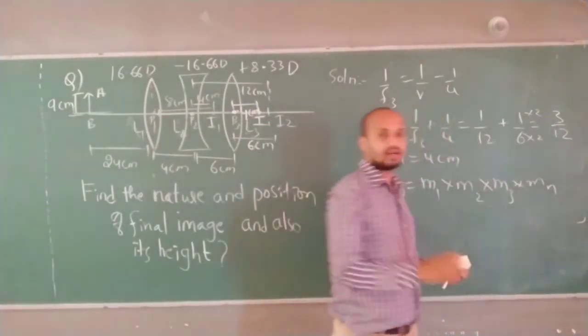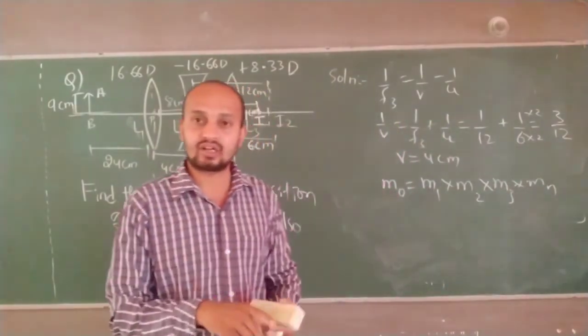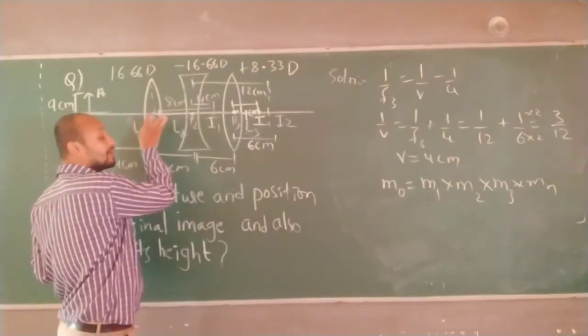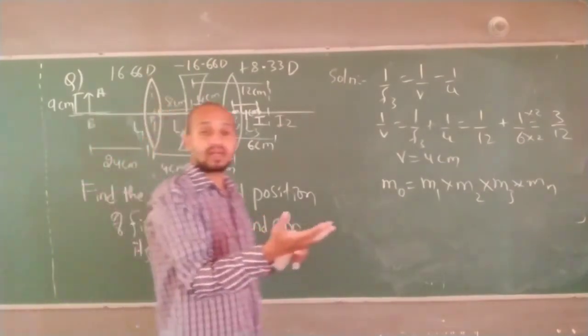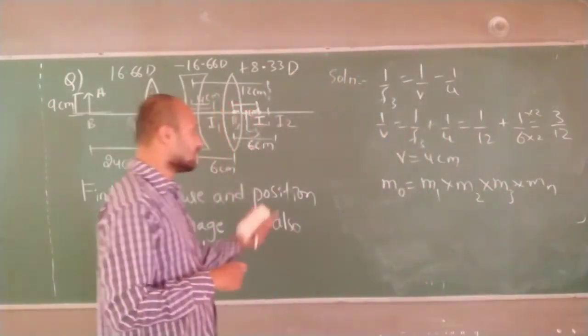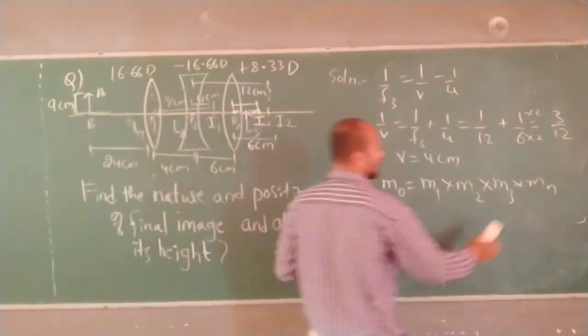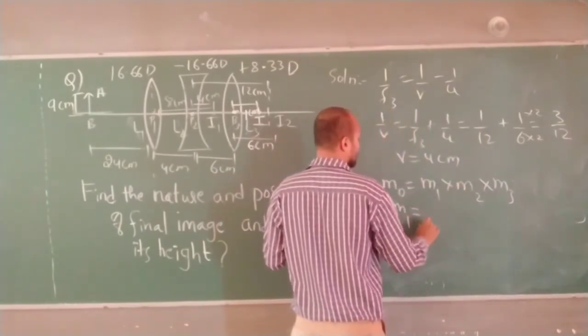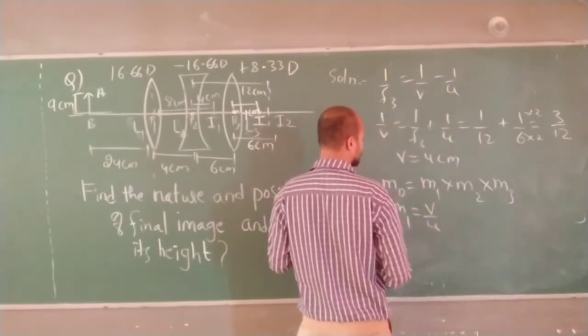I told you this, correct? This is applied for any combination of mirrors and lenses, anywhere when the image of one particular optical component becomes the object for another optical component. I told you this before. So now, since 3 lenses are there, you will find magnification due to 3 lenses. Let us find M1. M1 is given by V by U generally.